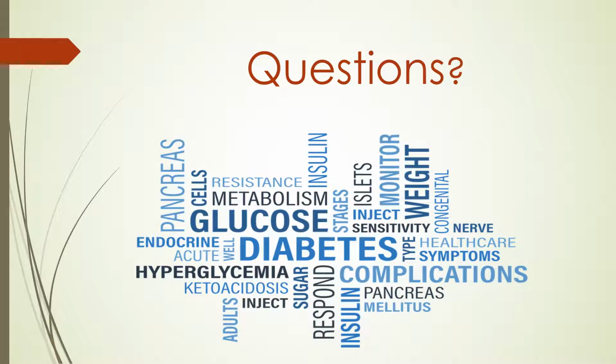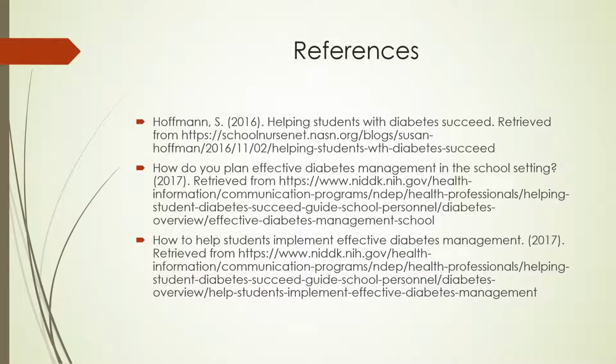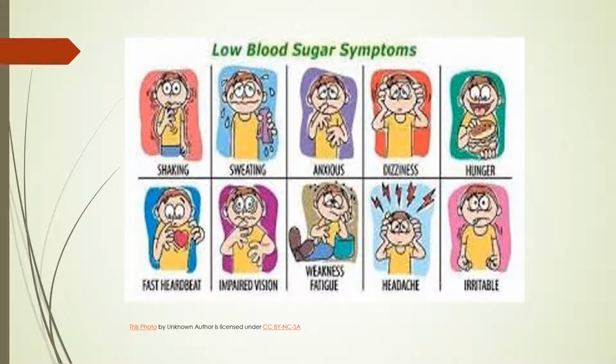I have attached some forms you can keep on hand. I have a blood sugar level chart. If you have a student who's testing their blood sugar level in your room, this will let you know if that blood sugar result is high or low, or if you think you need to call the nurse right away. It can help you with assessing that. This screen shows you some low blood sugar symptoms in picture form. It's an easy reference for you to quickly look at.